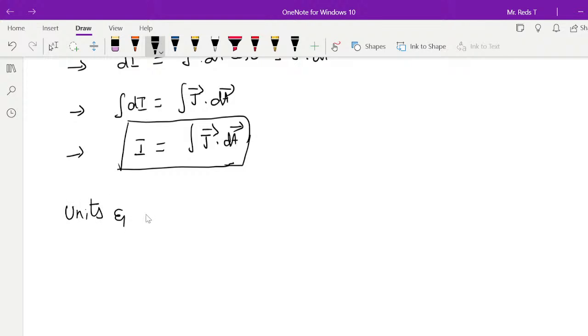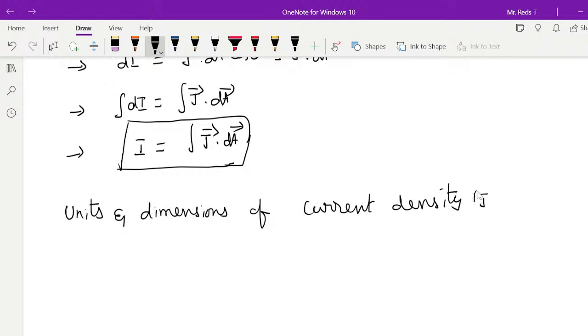Units and dimensions of current density J.